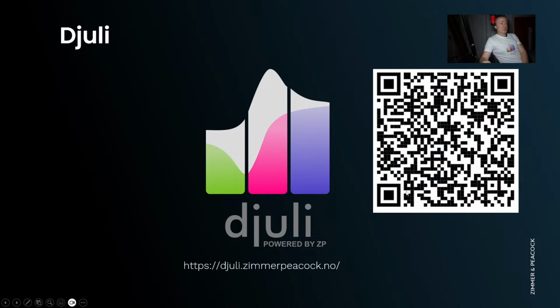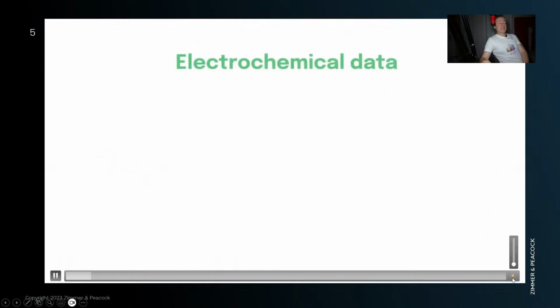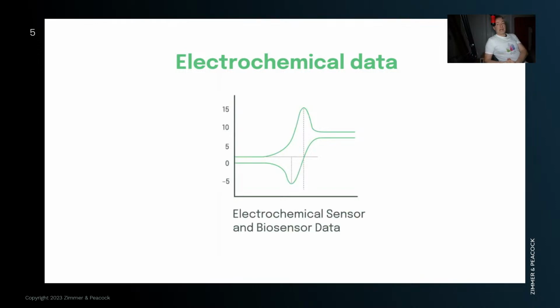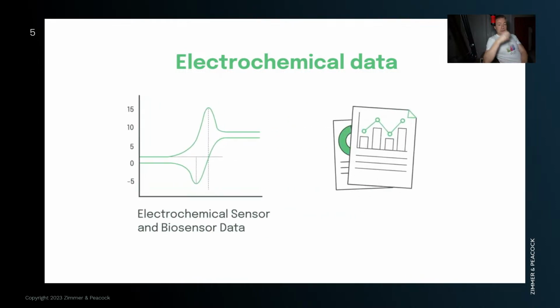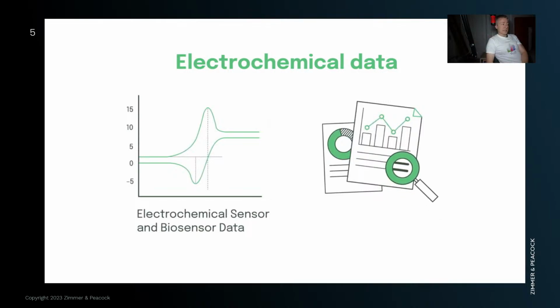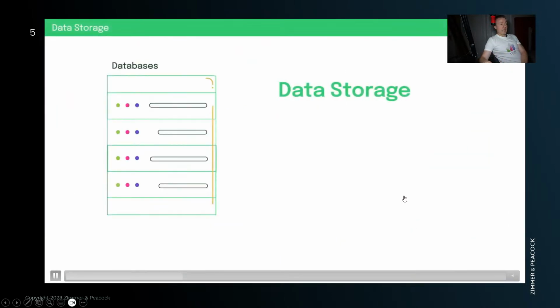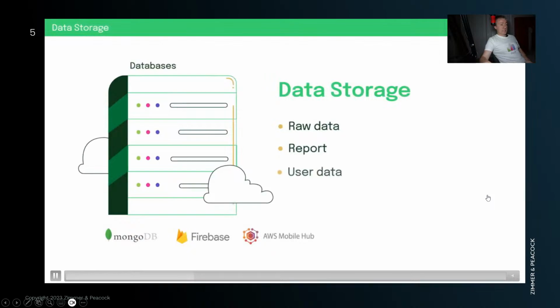Now, Djuli, I've got a couple of links here, and a QR code so you can scan that and hopefully access Djuli. Djuli is a cloud data management system that's specifically set up for electrochemical data. Here I'm showing some voltammetry, so it can handle voltammetry and impedance spectroscopy, and it can also handle differential pulse voltammetry. And I will in a minute show you a live demo of how to upload differential pulse voltammetry.